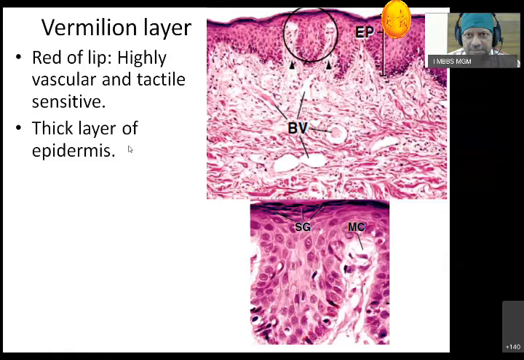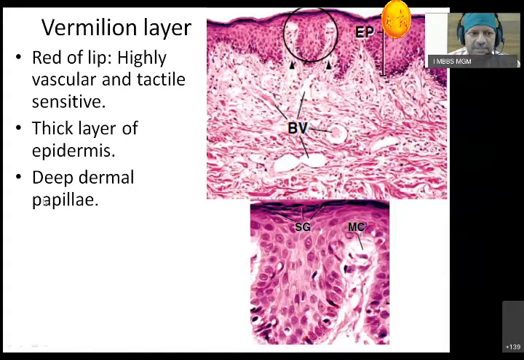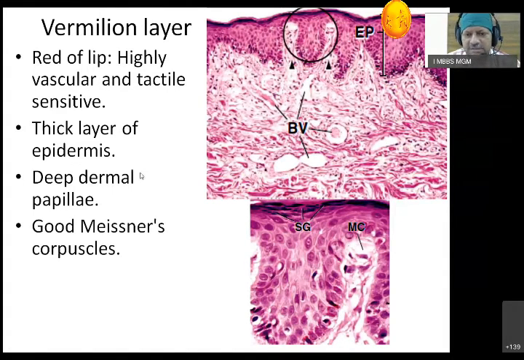A thick layer of epidermis in the red of the lip with deep dermal papillae is the second characteristic. You can see the Meissner's corpuscles here. And another thing, if you remember in the CNS, the lip is represented in a large area of the sensory cortex, second only to the thumb, indicating maximum sensation. It started with the carnivores. When the carnivores catch food and it has to be pulled back, the lip has been modified. It is highly sensitive.